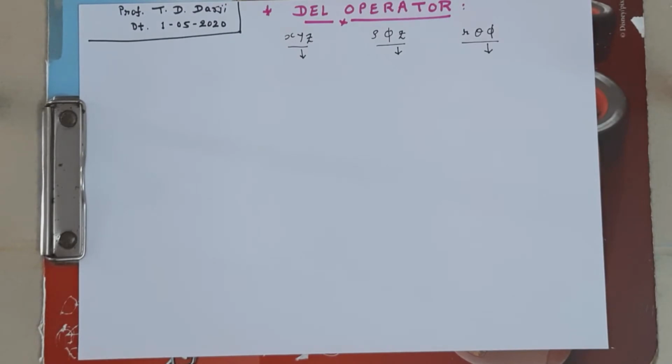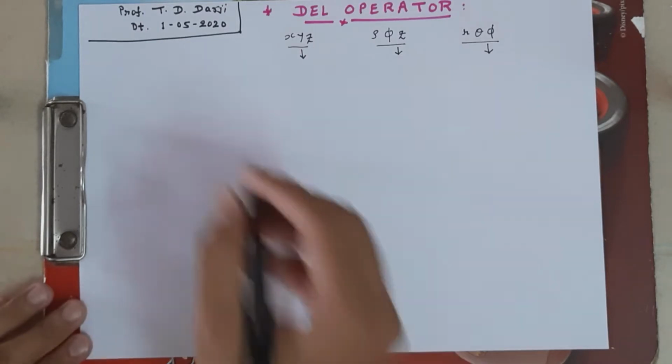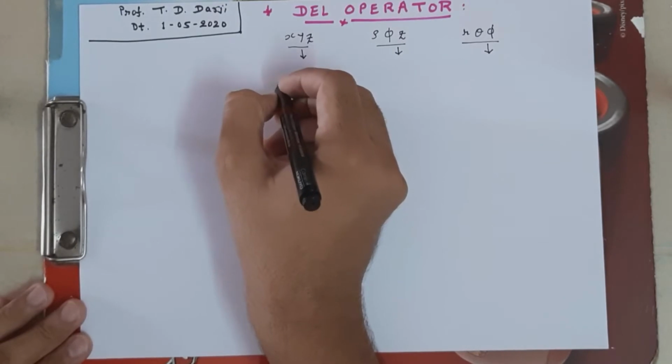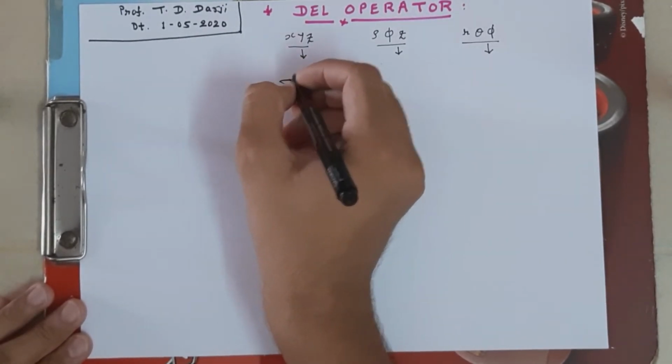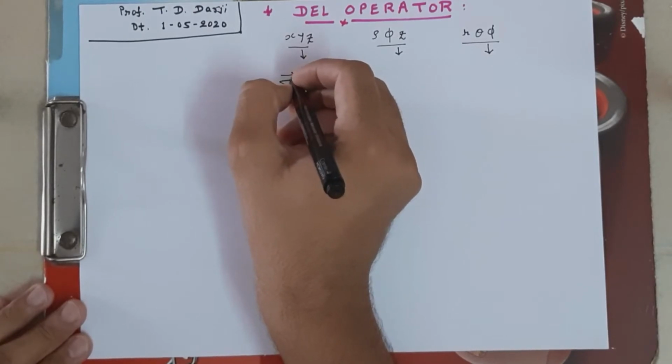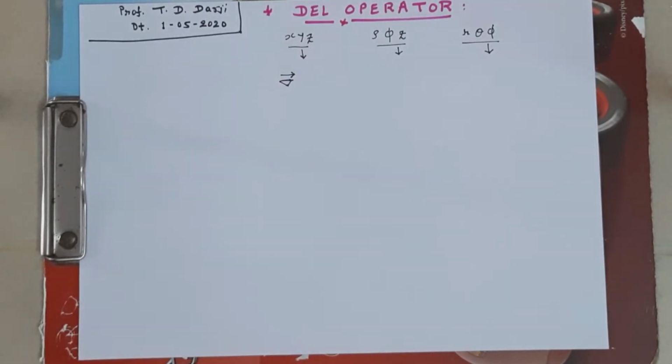But first of all we have to clear the concept of what exactly the Del operator is, and what exactly it does. The Del operator is represented using this sign, which is known as Del, and it is a vector quantity, so generally I would write it in this way. It's a Del operator. So what exactly is the meaning of the Del operator?